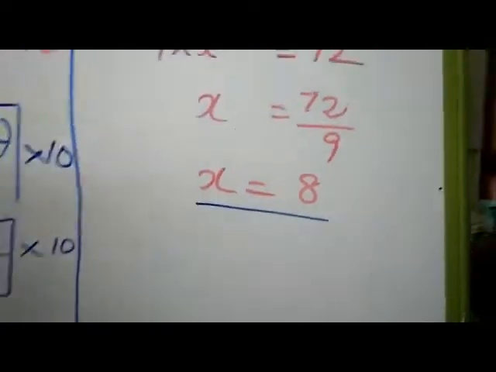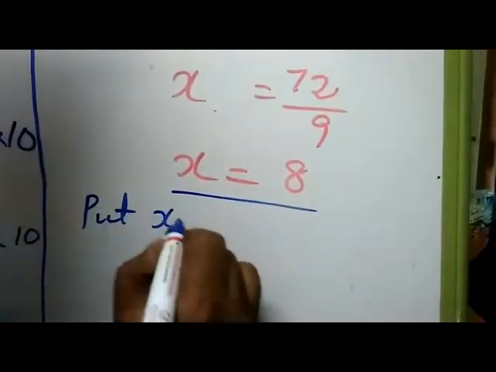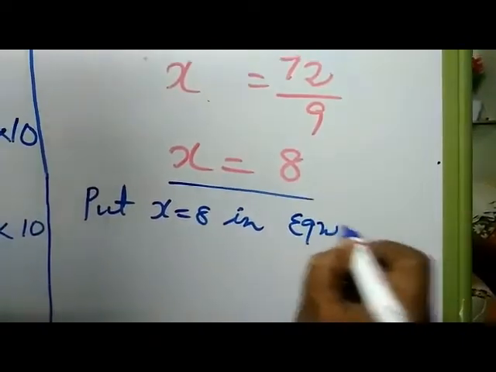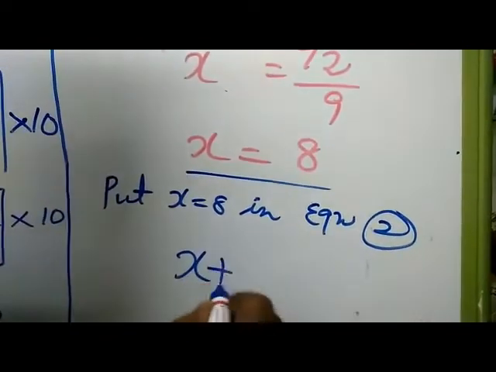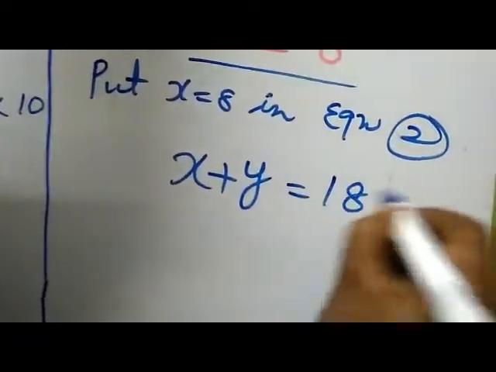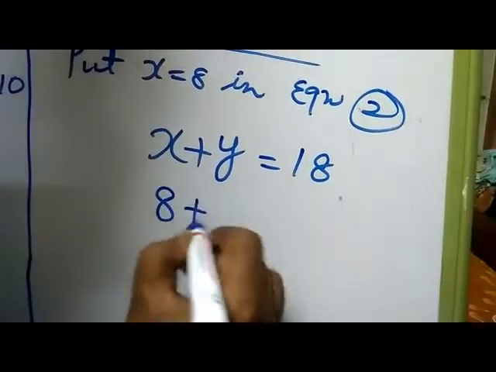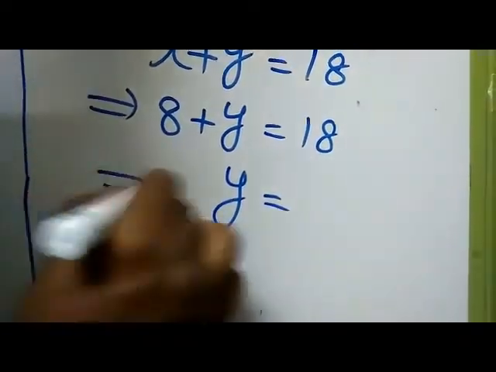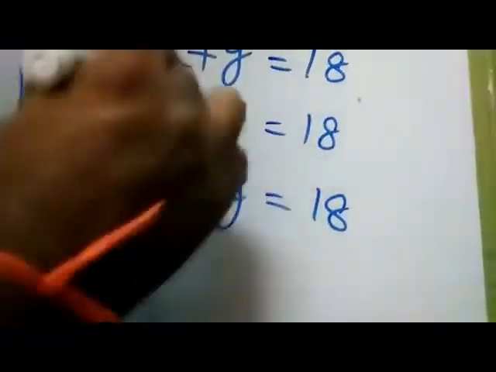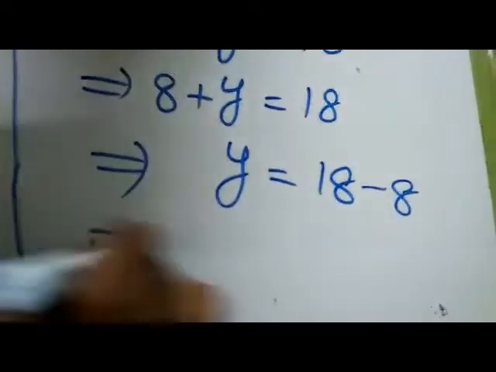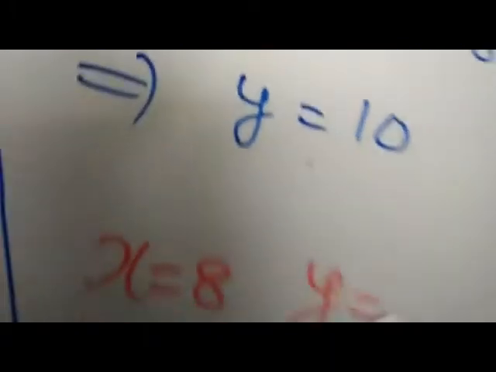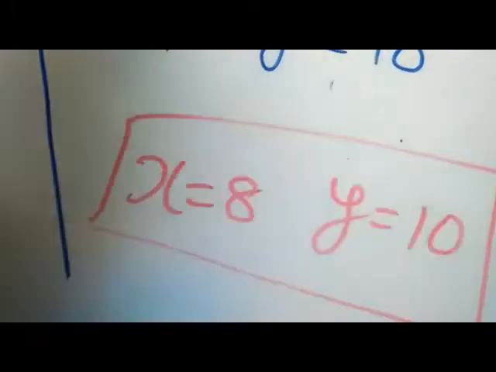Now, substitute x is equal to 8 in any equation. I am substituting in equation 2. Equation 2 is x plus y is equal to 18. X is 8, so 8 plus y is equal to 18. Y is equal to 18 minus 8, transposing. Therefore, y is equal to 10. Finally, x is equal to 8 and y is equal to 10 are the unknown frequencies.